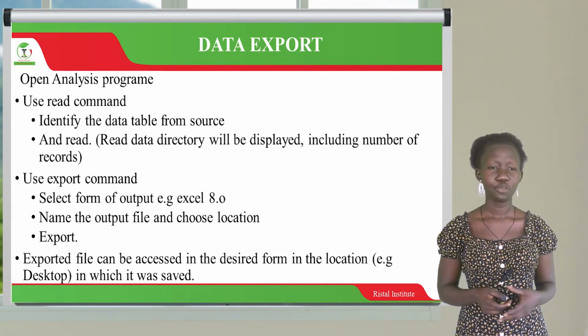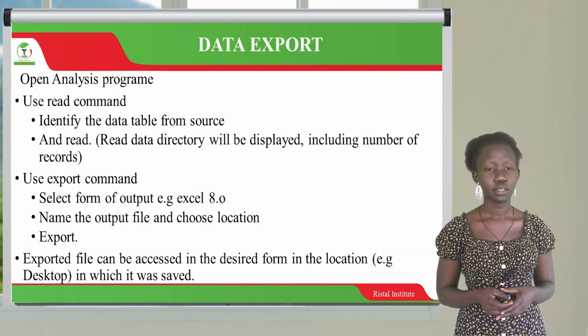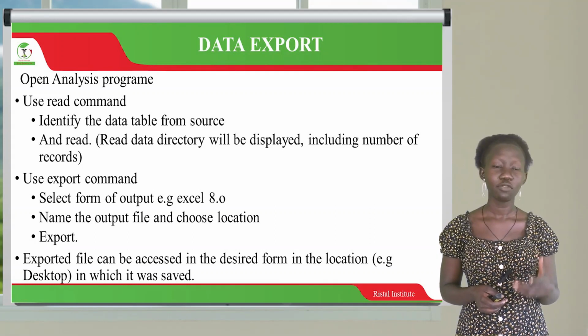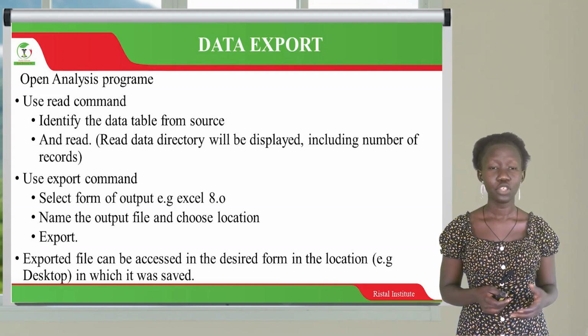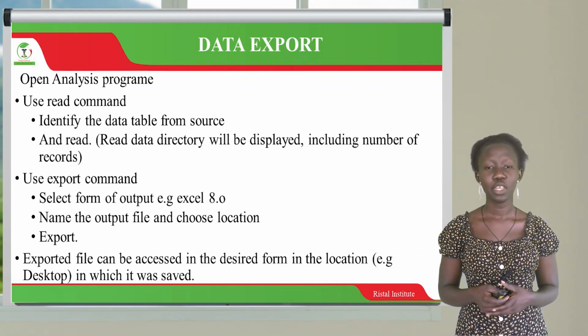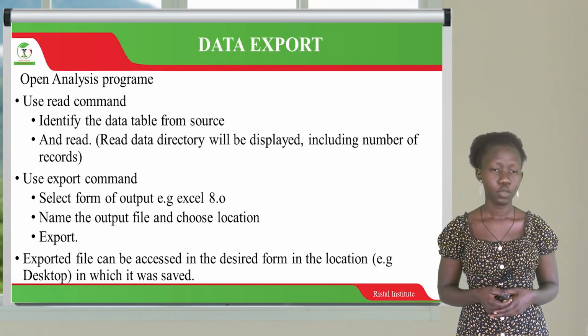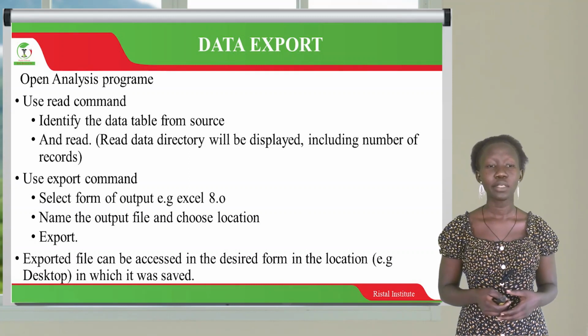So how do we export data from NUTSTAT to an external program? You open the analysis program and use the read command. With that command, you can identify the data table from the source, and the data directory will automatically be displayed, including the number of records. You can also use the export command.